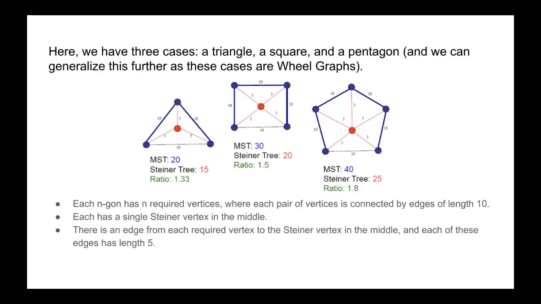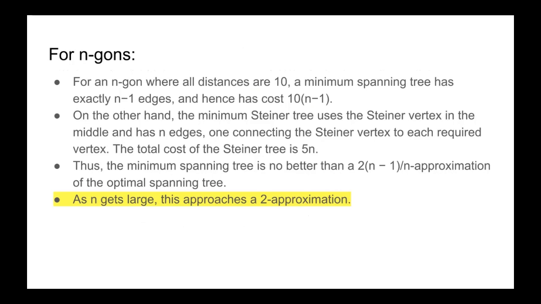In this case, it would be 5n, because for connecting all of the required vertices, the total number of edges connecting to those vertices is exactly equal to n. So the total cost of the optimal solution would be 5n, because the weight of each Steiner edge we have assumed to be 5, at least for this example. Thus, the minimum spanning tree is no better than a (2n minus 1)/n approximation of the optimal tree. So as n gets large, this approaches a 2-approximation. That is the closest we can get to it suboptimally.